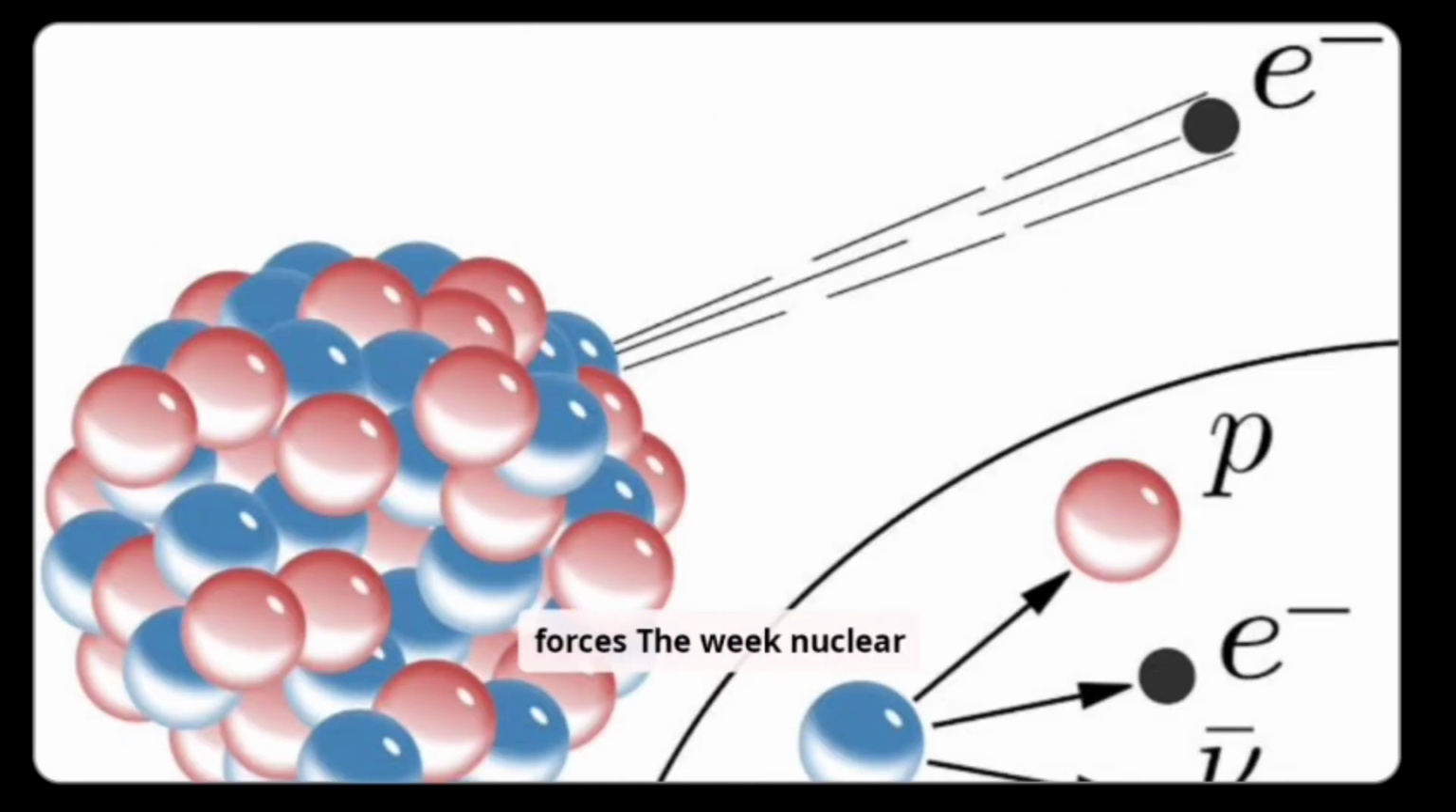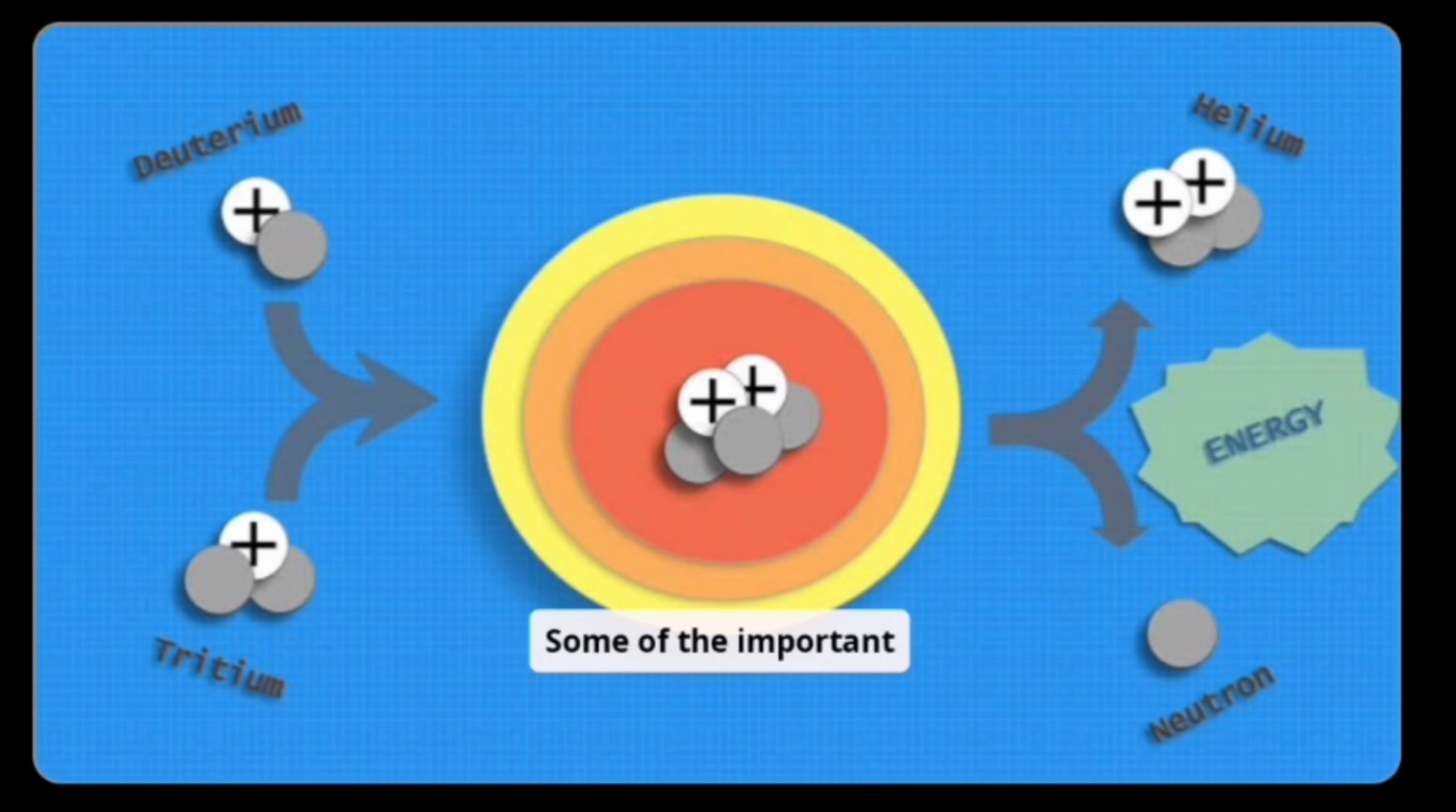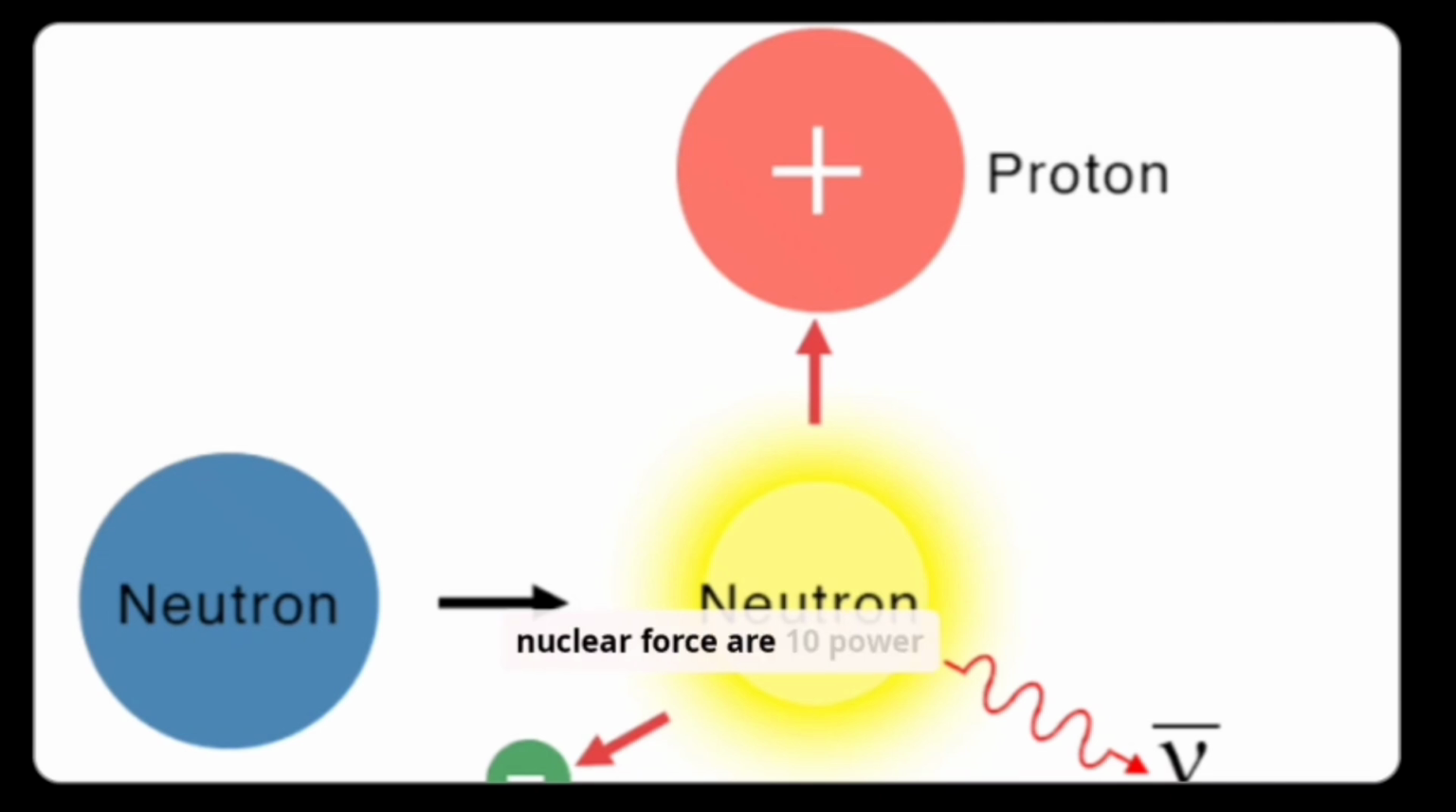Weak nuclear forces. The weak nuclear forces are the forces of interaction between elementary particles of short lifetimes. Some of the important properties of weak nuclear force are: first, the weak nuclear force is 10^25 times stronger than the gravitational force. Second, the weak nuclear force exists between leptons and mesons, etc.